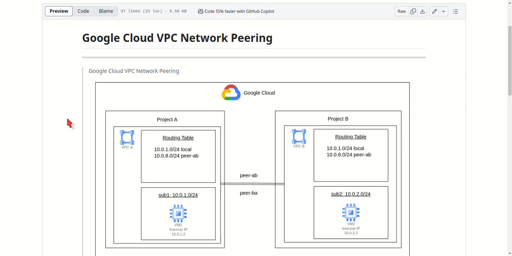The fourth best practice is to regularly review peering configurations. Periodically assess your VPC peering configurations to ensure they align with current organizational needs and security policies. Remove any unused peerings to streamline your network and reduce potential vulnerabilities.